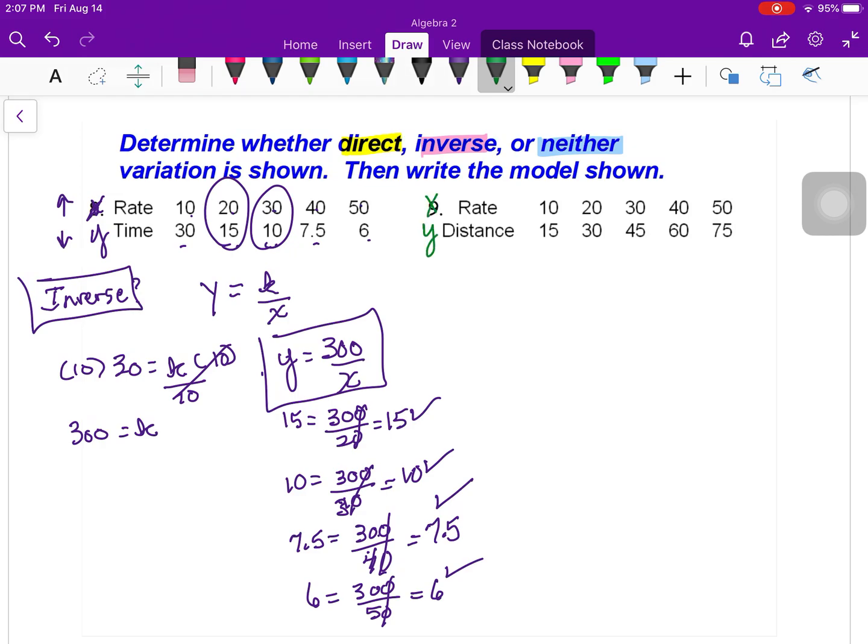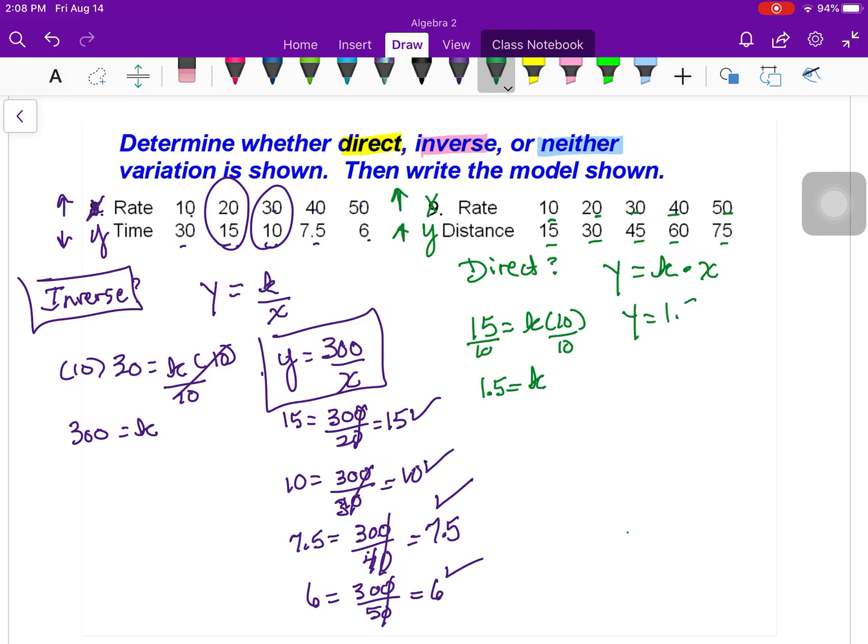Okay, let's try this one. Again, it looks as though my x's are increasing, and this time my y's are also increasing. So I would assume direct. So let's check if I have a constant to make it direct. So I'd be testing y equals k times x. So my first one, 15 equals k times 10. Divide by 10, k equals 1.5. So y equals 1.5 times x.